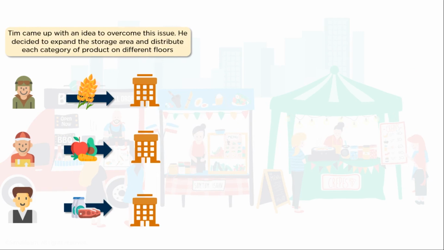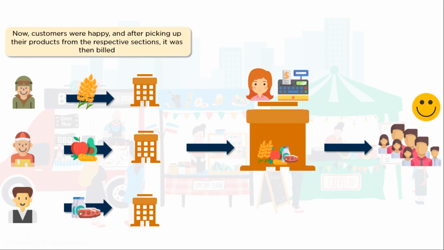Tim came up with an idea to overcome this issue. He basically decided to expand the storage area and distribute each category of product on different floors. Now that's smart thinking. Customers were happy, and after picking up their products from the respective sections, the products could be billed.